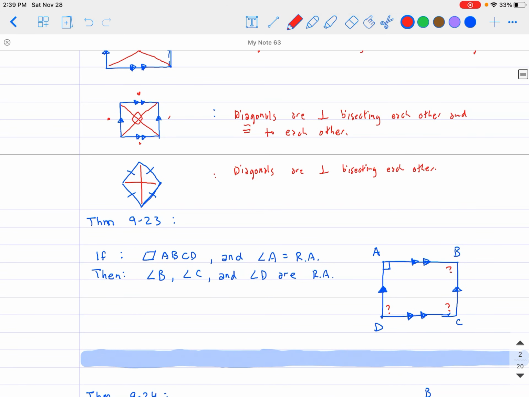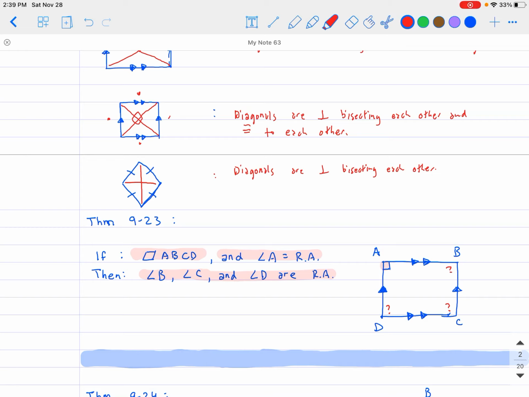The first one is, as we said, if you have a quadrilateral, actually a little more specific, if you have a parallelogram ABCD, and one of the angles is a right angle. So you can see that angle A is a right angle over here. Then the conclusion is that angle B, angle C, and angle D are right angles. So what we're trying to get to is that what we have right here is really a rectangle. And in this rectangle, all the angles are supposed to be right angles.